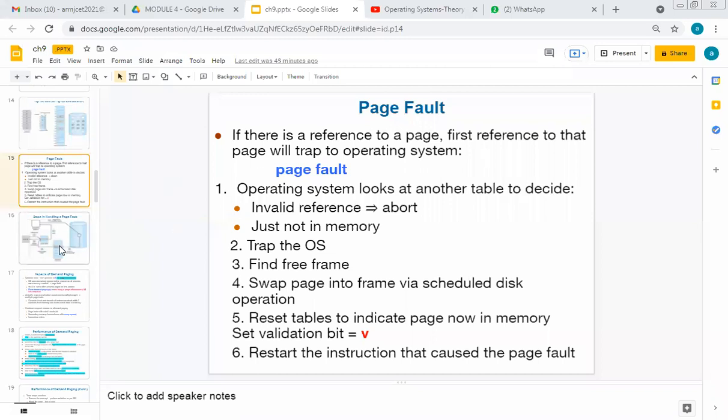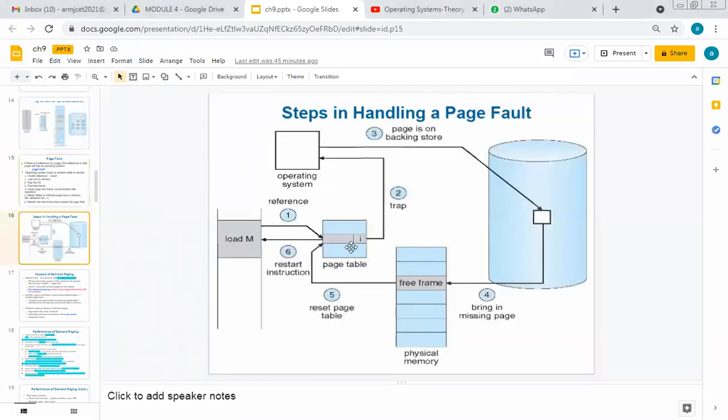Okay, how does the operating system deal with such a situation of page fault? First I will explain the diagram. And one more thing, please practice this diagram many times. This is a definite question in either the internal or the university examination, especially how to handle a page fault. If you remember these 6 steps, that itself is an explanation for the diagram.